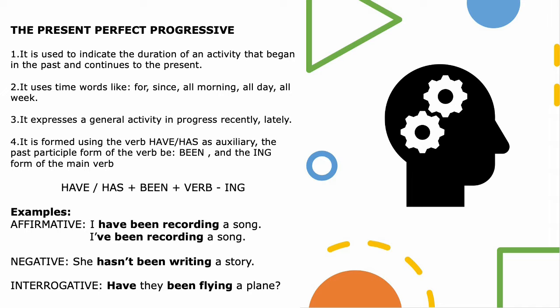For example, with affirmative sentences, we say, I have been recording a song. Or, I've been recording a song. I have can be contracted to the form I've. A negative sentence would be, she hasn't been writing a story. An interrogative, have they been flying a plane? Have they been flying a plane? Excellent. Now let's start practicing.